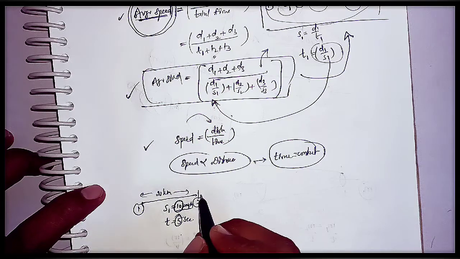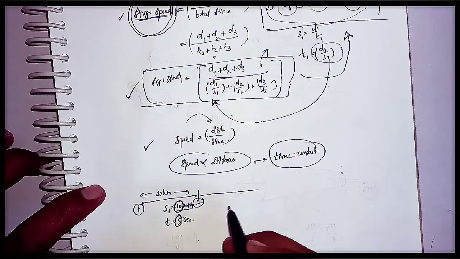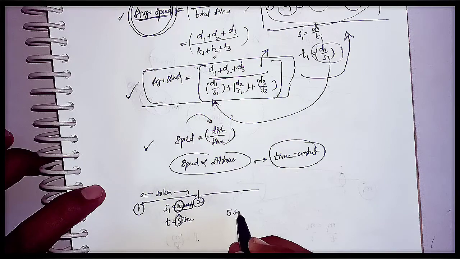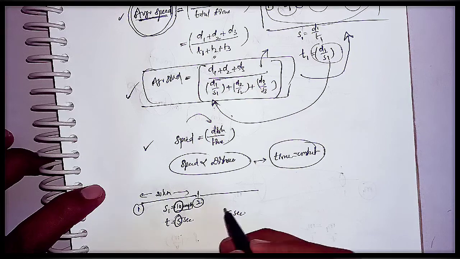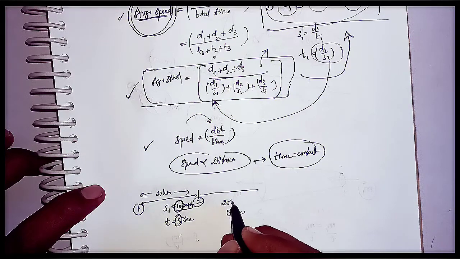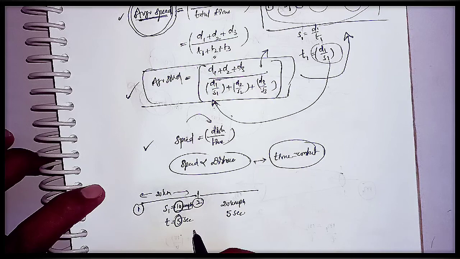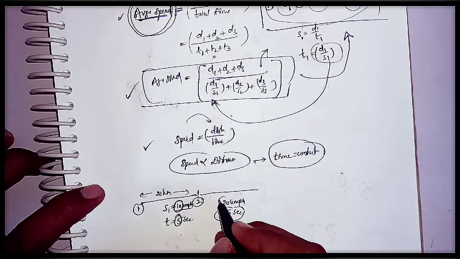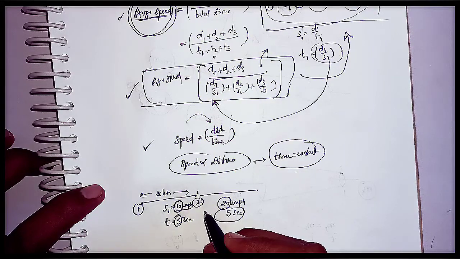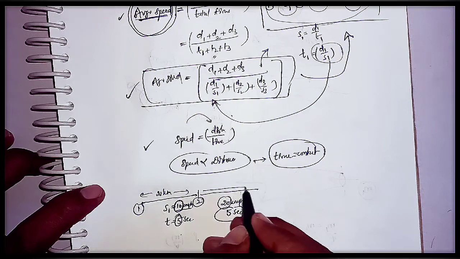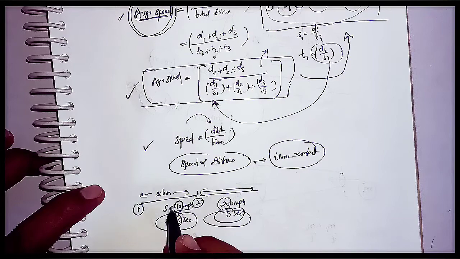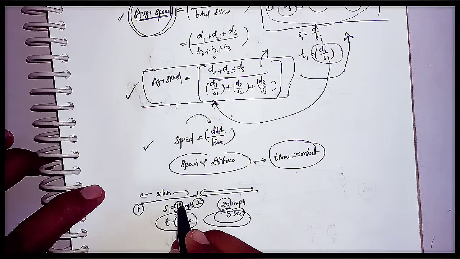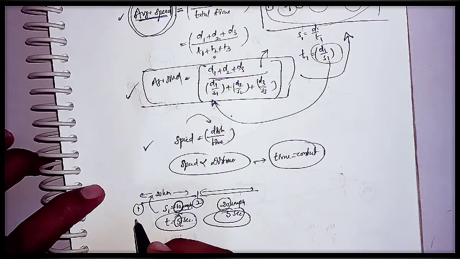And next, at the same time, 5 seconds, if the speed of the person is doubled, that is 20 kilometer per hour. At the same time, if he is traveling with a speed of 20 kilometer per hour, how much distance will he cover? With 10 kilometer per hour, he is covering 20 kilometers.